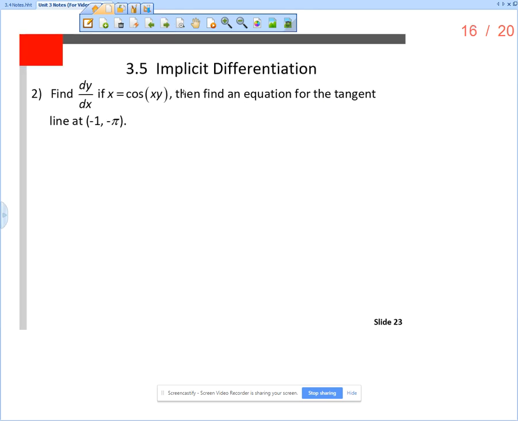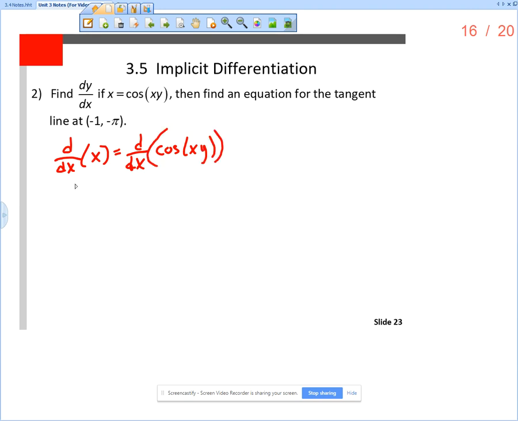All right, so slide 23, basically the same thing, but now we're dealing with trig. So let's deal with it. Find dy/dx if x equals cosine of xy. First of all, we have to take the derivative of each side with respect to x. So the left side, d/dx of x, and then d/dx of the cosine of xy.